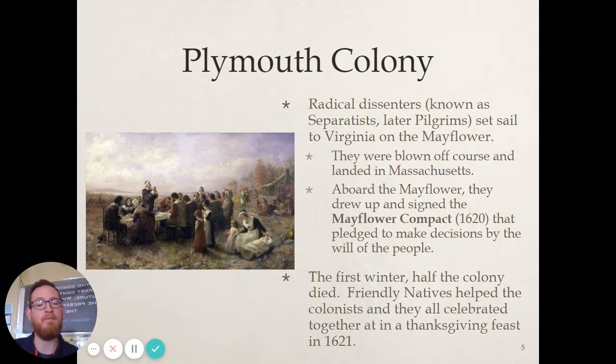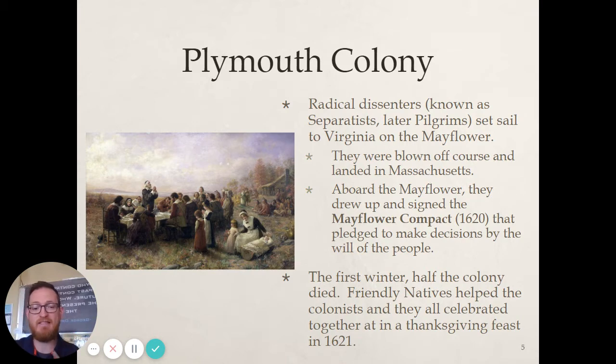Now, the Plymouth colony was founded by radical dissenters who would be known as the Pilgrims. They would set sail to Virginia on the Mayflower. They would be blown off course, and that's why they would end up landing in Massachusetts. Now, before they got off of the Mayflower, they drew up and signed what would be known as the Mayflower Compact that pledged to make decisions by the will of the people. So their government and how they were going to do things was set up right on the Mayflower.